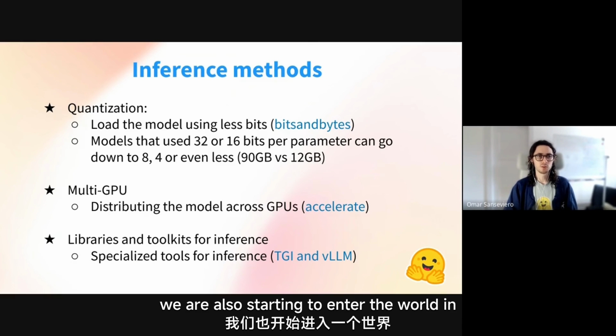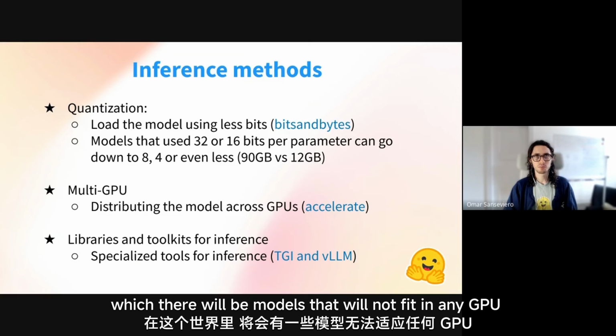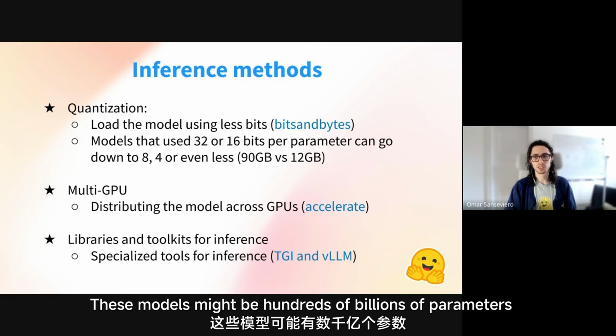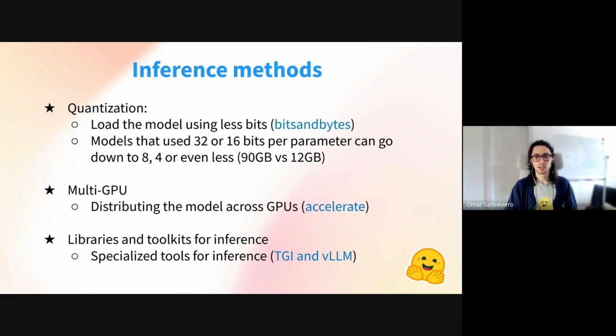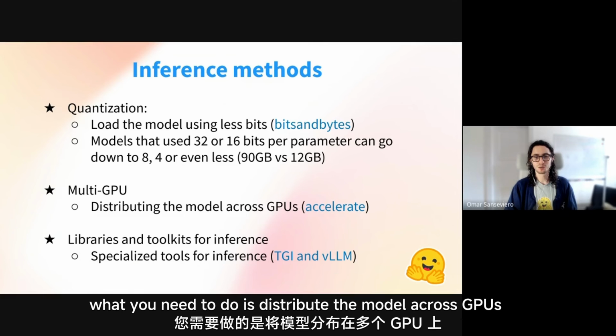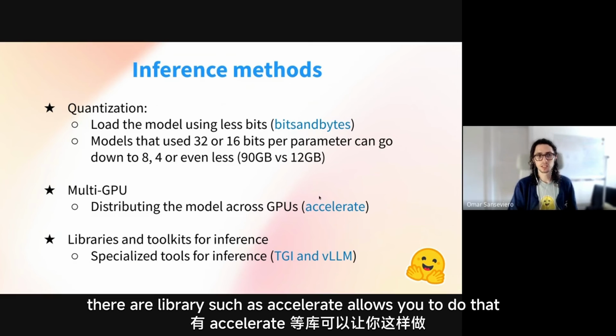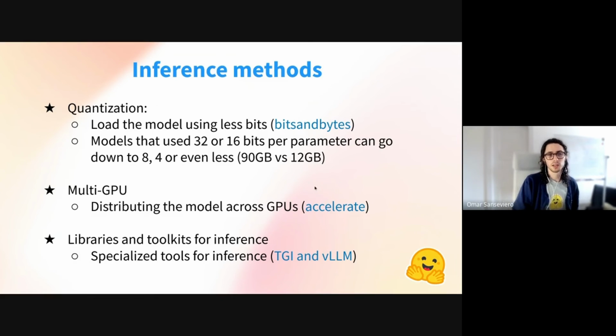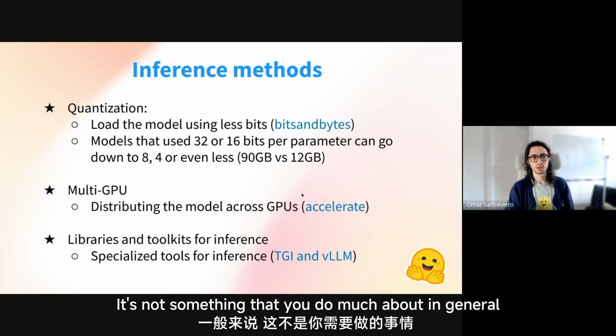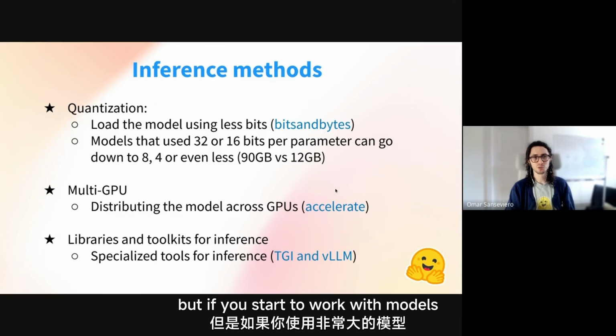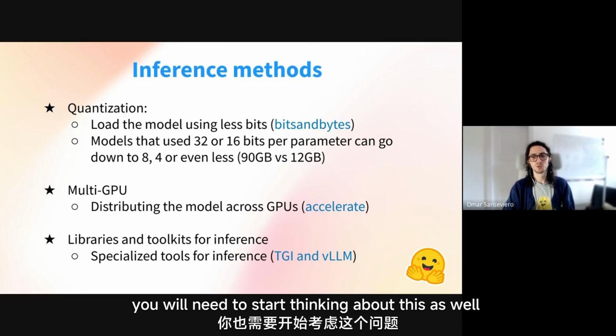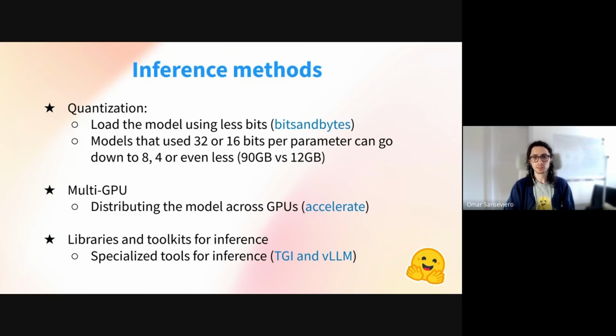We are also starting to enter the world in which there will be models that will not fit in any GPU. There are models that might be hundreds of billions of parameters. In those cases, what you will need to do is distribute the model across GPUs. There are libraries such as Accelerate that allow you to do that. It's not something you need to think too much about in general, but if you start to work with very, very large models, you will need to start thinking about this as well.